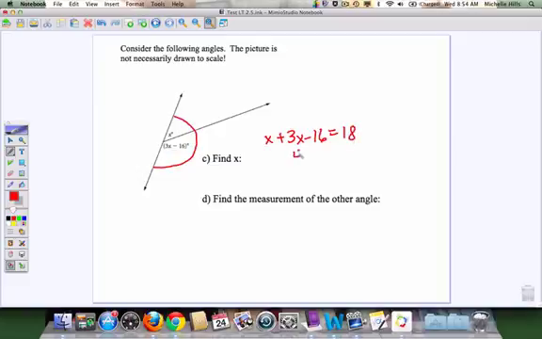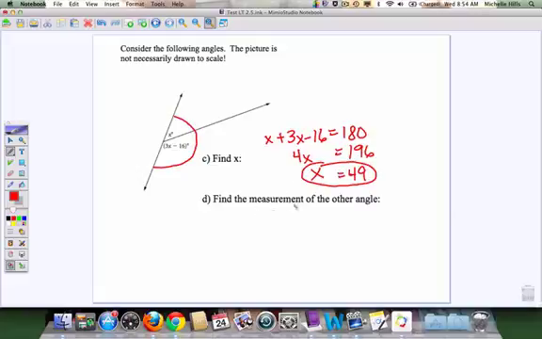Well, x plus 3x is 4x. If I add the 16 to undo this minus 16, I would have 196. And then when I divide both sides by 4, x is 49. Now, in this case, you don't have to put 49 degrees because there's already a label on the x. If I just substituted 49 in for this x, it would say 49 degrees. If you did say x is 49 degrees, I did not count off for that though.